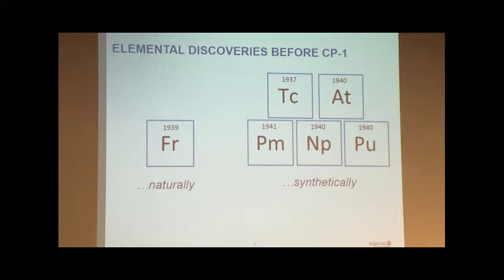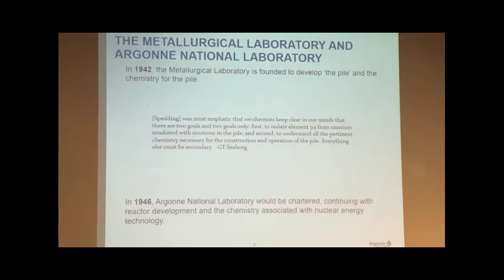And so these are going to be historically critical to the impetus for CP1 and the chemistry that's going to come out of them. So now we've completed that periodic table of the 1930s. We now have neptunium and plutonium, two new synthetic elements. And so what's happening around now is that in 1942, the Metallurgical Laboratory is going to be assembled in February of 1942 at the University of Chicago. And so the Met Lab is founded rather to develop the pile and the chemistry of the pile.